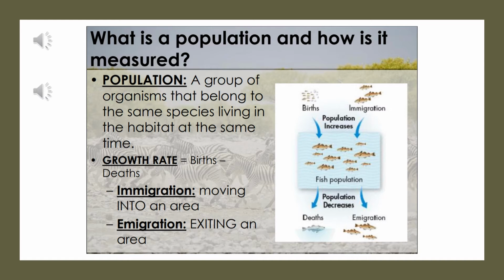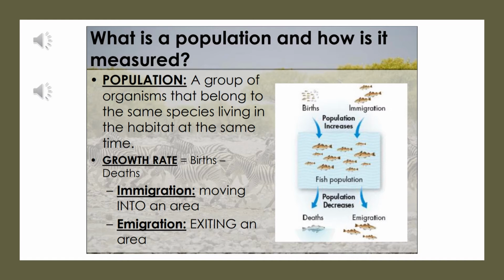Population growth is how the size of a population changes over time. To calculate growth rate, we need to know the birth rate and the death rate. A negative growth rate means that the population is decreasing. A positive growth rate means the population is increasing.